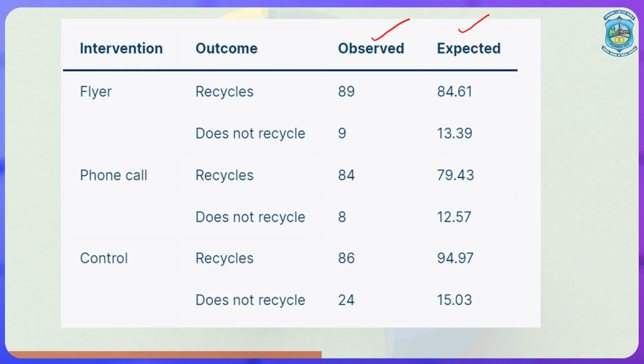So, here we again reorganize our data with respect to the observed and the expected frequencies that we have calculated. For all the types of interventions or the categories, we have the subcategories of recycle and does not recycle, and here we have written the observed and the expected frequencies. The further calculations will be done in this same table.